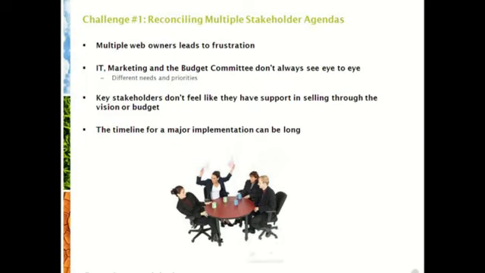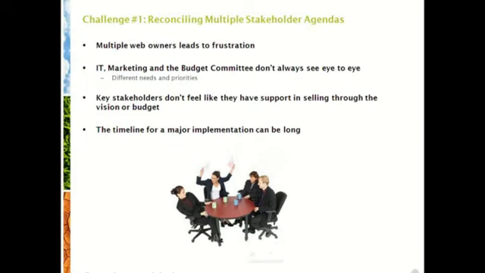There are different needs and priorities. Some people are very concerned about keeping the budget low, while the marketing department may know that keeping the budget low isn't going to allow them the ability to purchase the content management system that they need. So it's really trying to internally help these departments talk to one another.